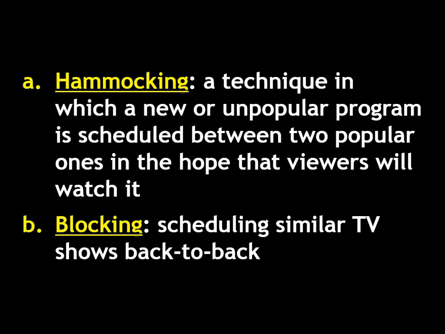Hammocking is a technique in which new or unpopular programs are scheduled between two popular ones in hopes that the viewers will watch it. So if you've got a top-rated show at 8 p.m., another top-rated show at 9 p.m., you might put a lesser popular show or a brand new show at 8:30 in hopes of boosting the ratings based on the fact that you've got these highly rated shows on either side of it. Blocking is the idea of scheduling similar TV shows back to back to back. Crime Time Saturday, good example of that. Drama show, followed by drama show, followed by drama show.